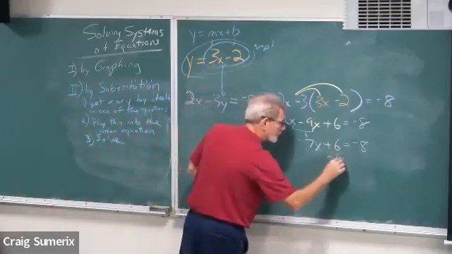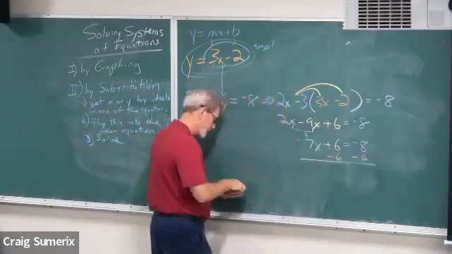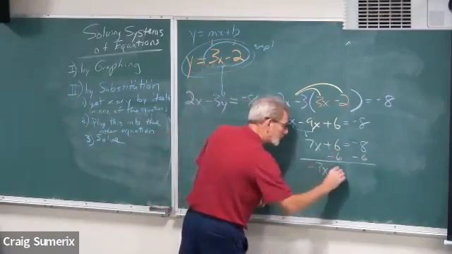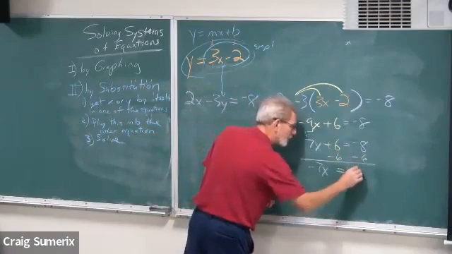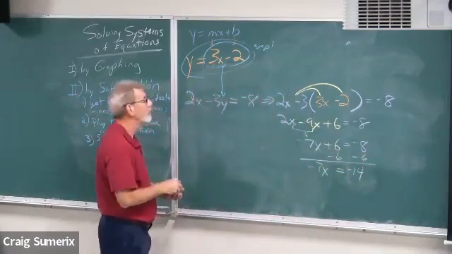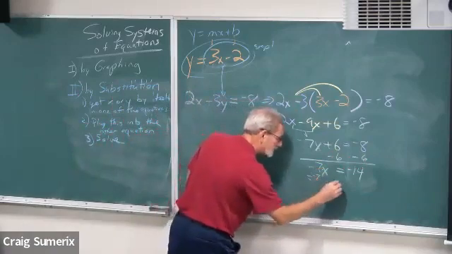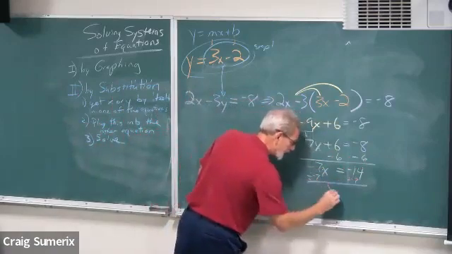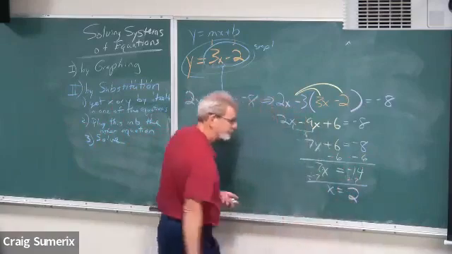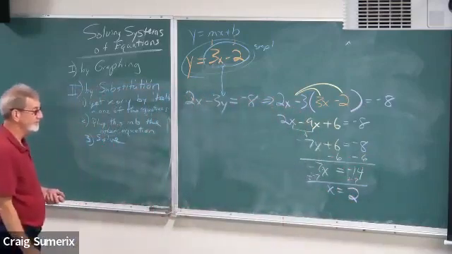Okay, what now? Subtract 6 from both sides. Clean it up some more. Let's get rid of the 6. Negative 7x is equal to negative 14. Divide by negative 7. And let's clean it up. Undo the multiplication. X equals 2. So are we done?